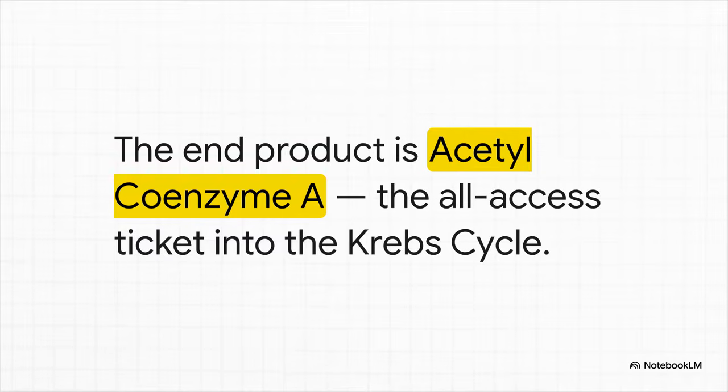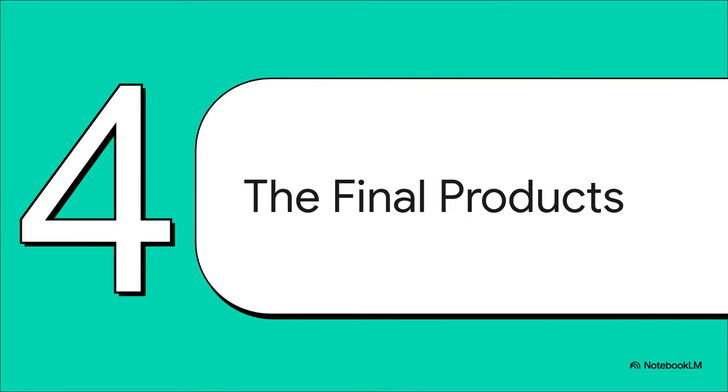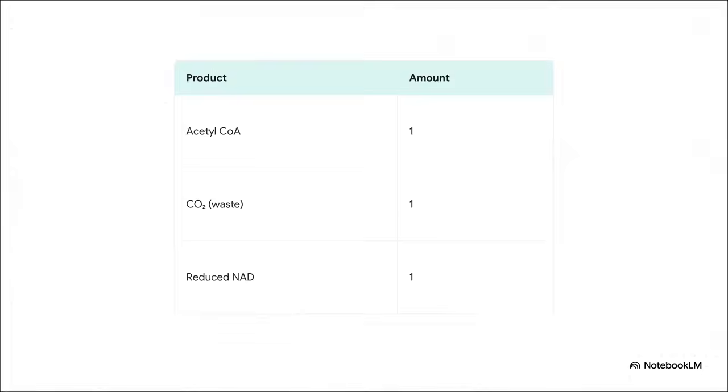This is the molecule that has the all-access pass, the official golden ticket into the Krebs cycle. Okay, the makeover is complete. So what's the final loot from this chemical transformation? Let's do a quick tally of everything we've made. It's a really simple and clean ratio.